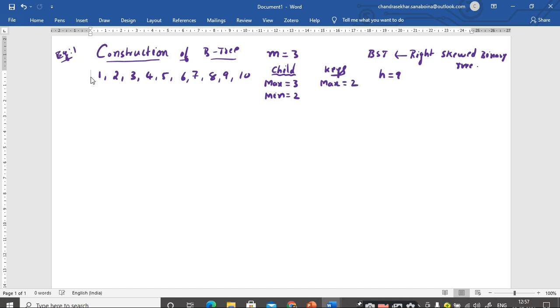M minus 1, which is 2. What is the minimum number of keys a node can have? Ceil of m by 2 minus 1, sir. Therefore what is the value here? 1, sir.